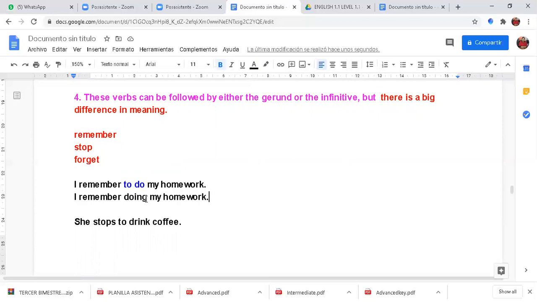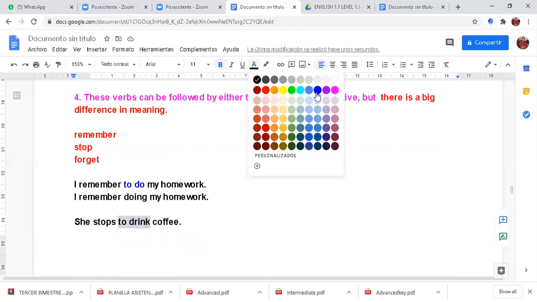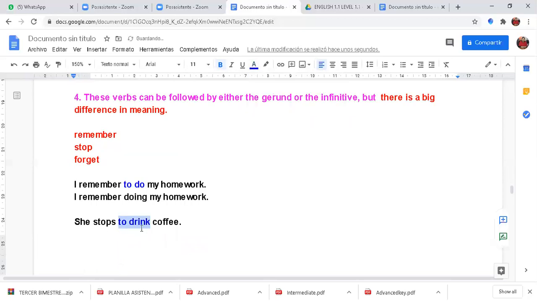With gerund, you did it. I remember doing my homework. You have a memory, and you're thinking about that. She stops, and that is with remember. Okay, stop. She stops to drink coffee. She stops to drink coffee. Here we are using infinitive. So after stop, we have infinitive.